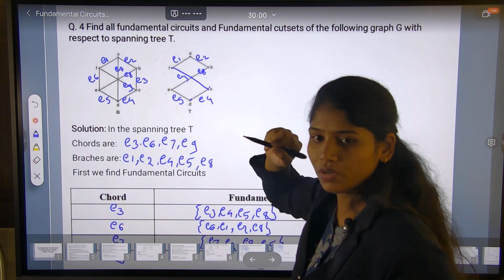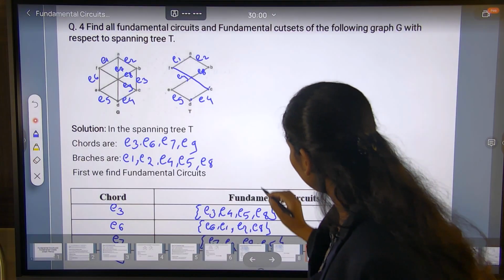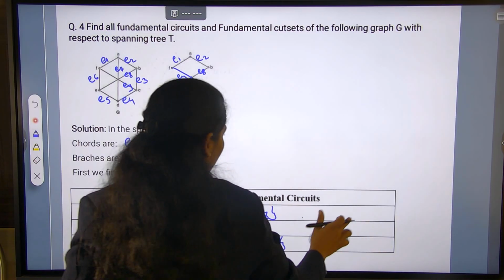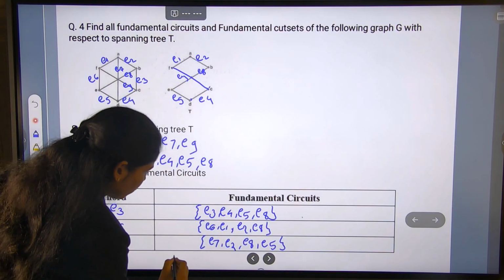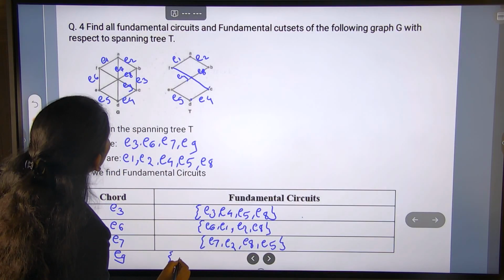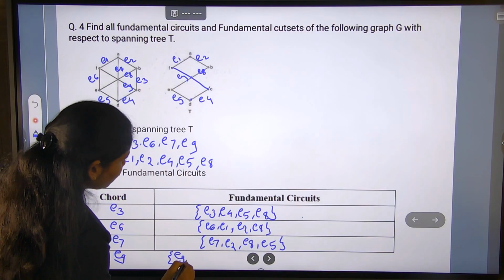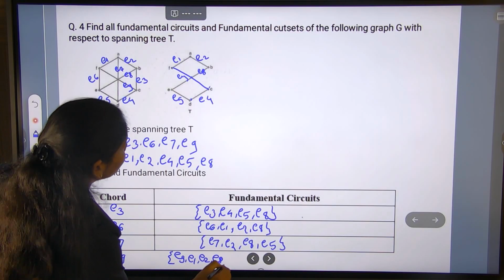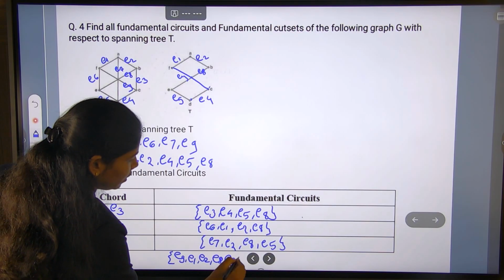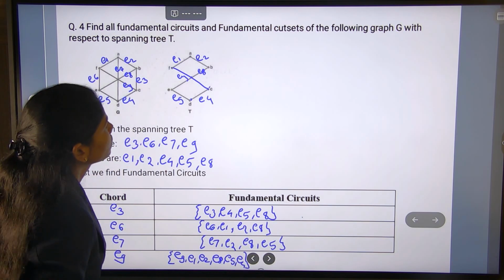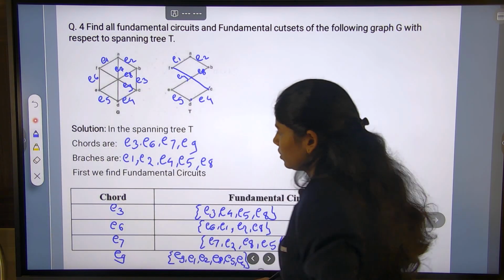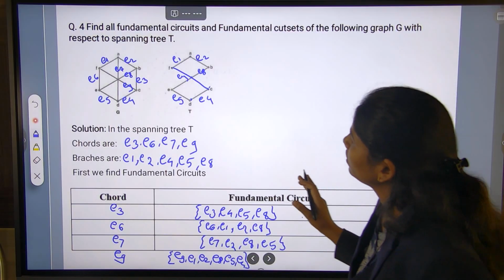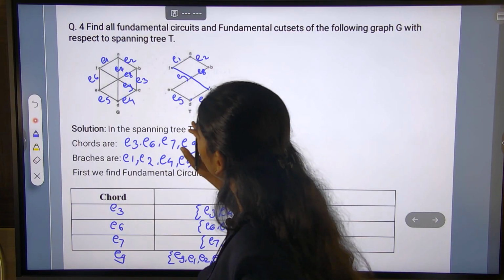Again we will go to E1. Okay. Therefore write down E9, E1, E2, E8, E5, E4. That's it. So this is the fundamental circuit for the given tree and its graph.